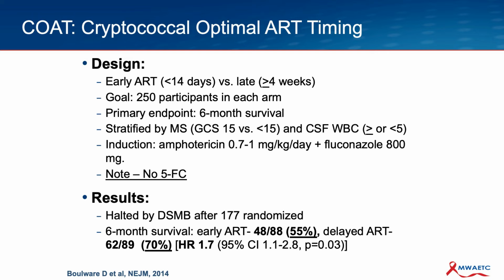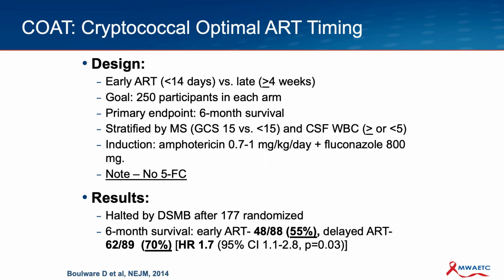These patients were treated with amphotericin and fluconazole, but again, they did not get 5-FC, which has left the study open to some criticism. 5-FC is more cidal for fungal infections than amphotericin and has good CNS penetration, but they did not get that as part of their antifungal treatment. The study was halted by the DSMB after 177 patients were randomized because there was a dramatic difference in survival.